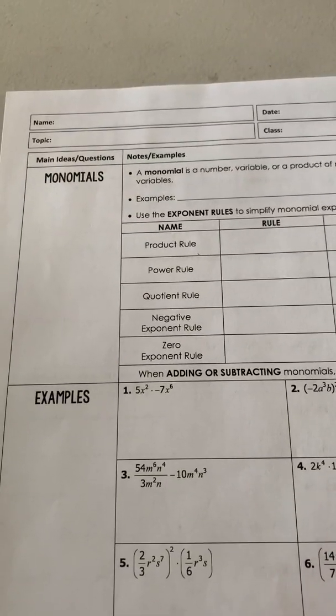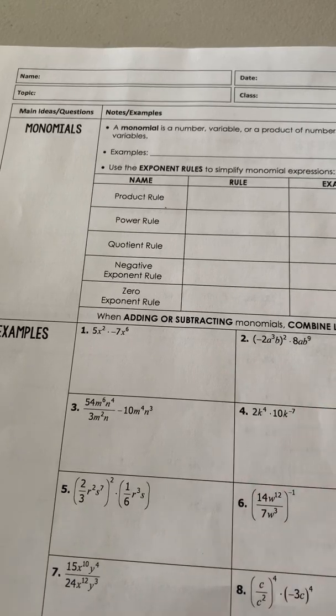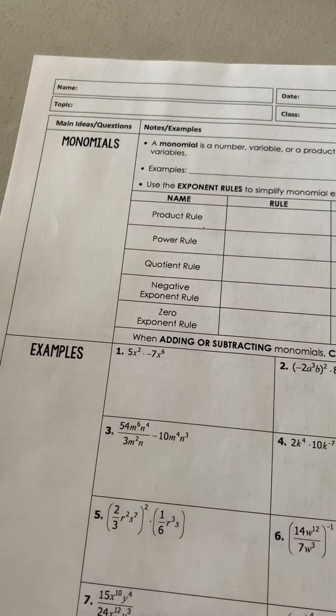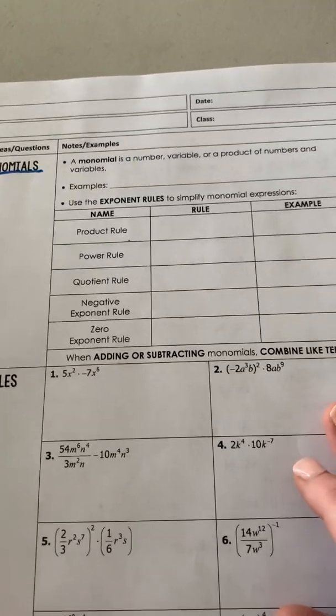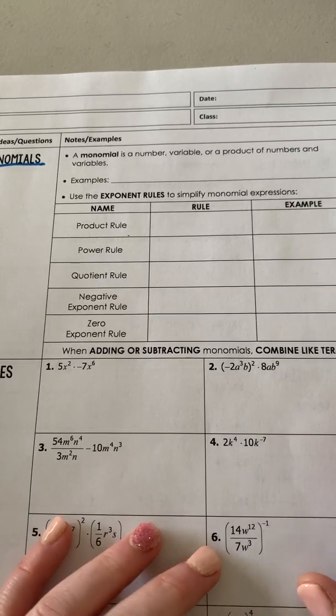We are now in Unit 5, dealing with polynomial functions. Today's topic is monomials. If you want to write that there, you can. Okay, monomials. A monomial is a number, variable, or a product of numbers and variables.